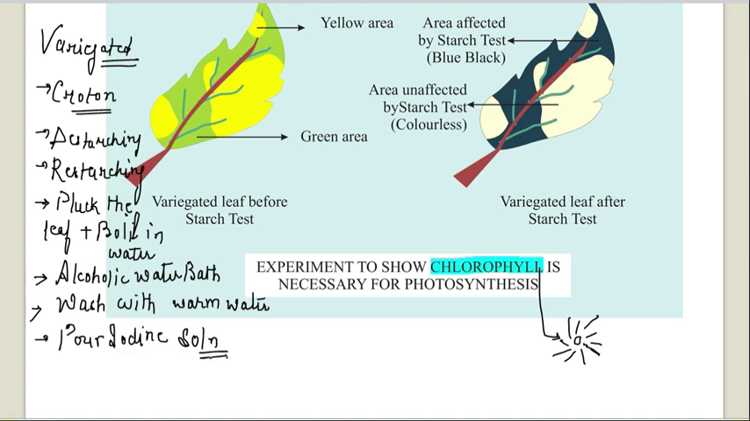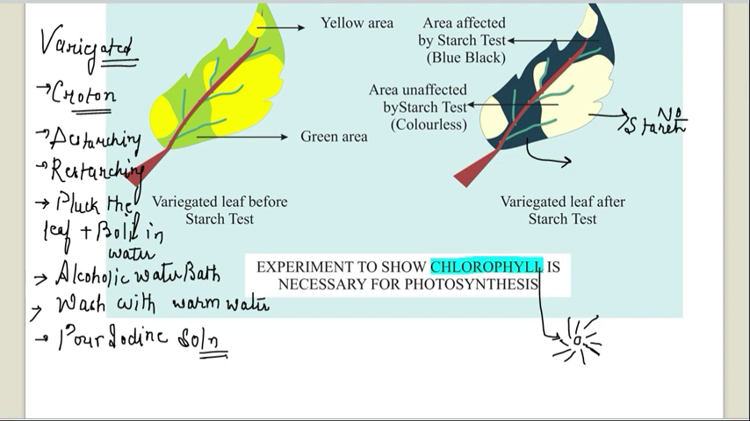So what will be the result? The patches which are having the chlorophyll, they will show the blue-black color. The patches which don't have the chlorophyll will not show it, because the starch presence couldn't be detected in those patches. No starch because of the absence of chlorophyll. Right? So this shows that chlorophyll is necessary for photosynthesis.